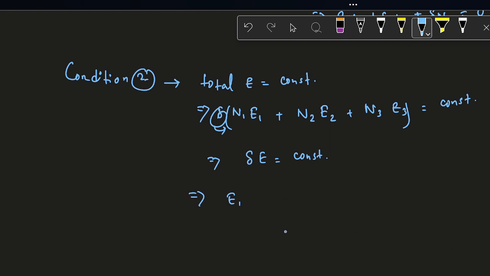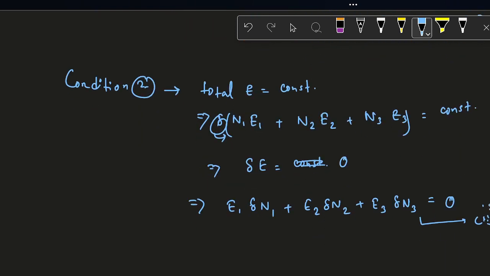So if that is the case, then that will not be affected by the derivative or the delta term here. So this will remain as a constant to the left, that is e1 times delta n1. Similarly e2 times delta n2 plus e3 times delta n3. Sorry, delta E equal to 0, because E equal to constant means the derivative will be 0. So this is equal to 0, and this will be our equation number 2.